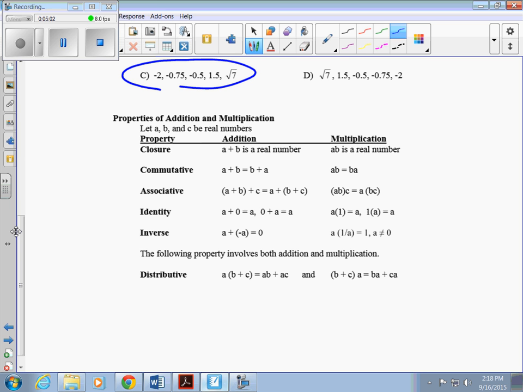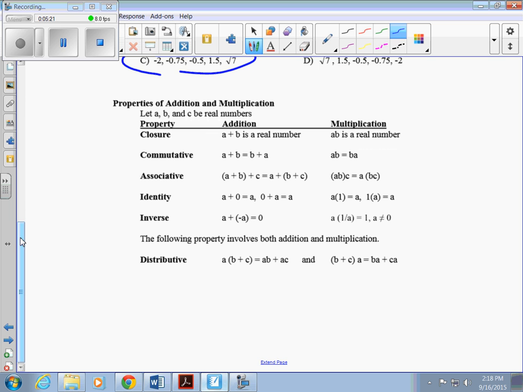A times 1 equals A, or 1 times A equals A. The inverse for addition is you're adding the opposite, so it's A plus the opposite of A equals 0. And for multiplication, it's the reciprocal. A times 1 over A equals 1. And again, A cannot be 0 in that case.